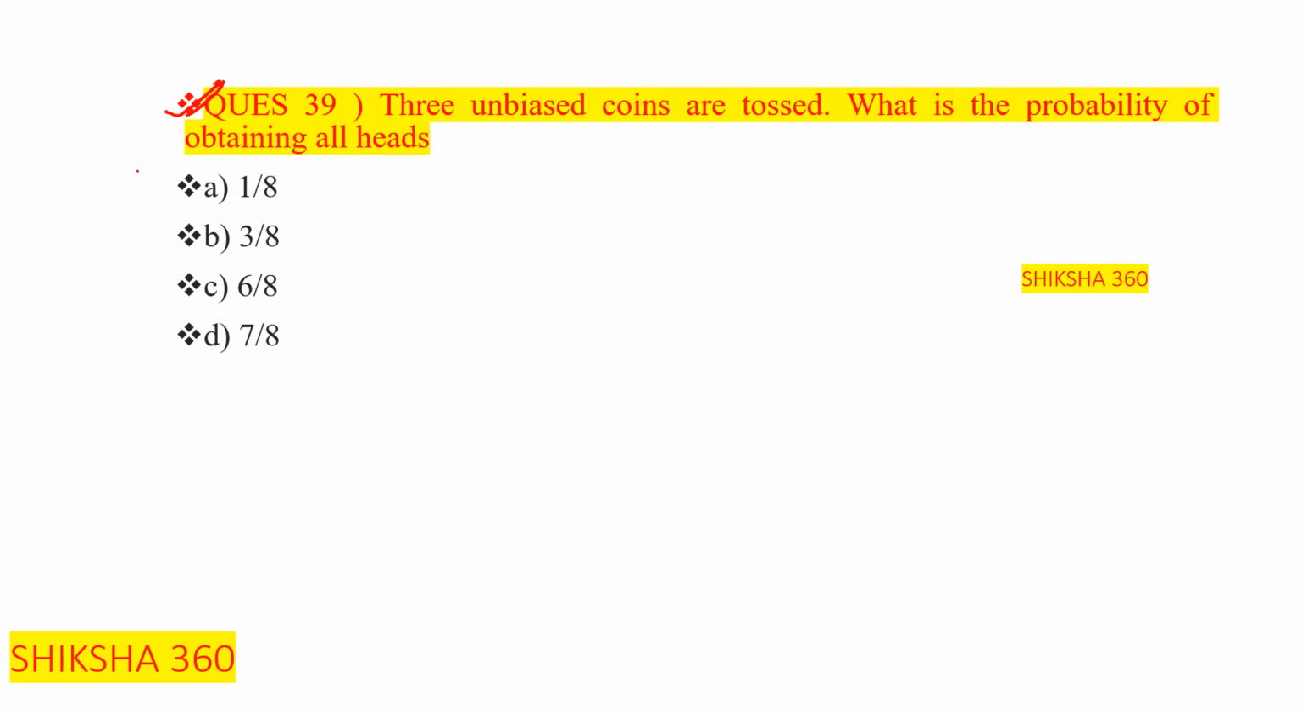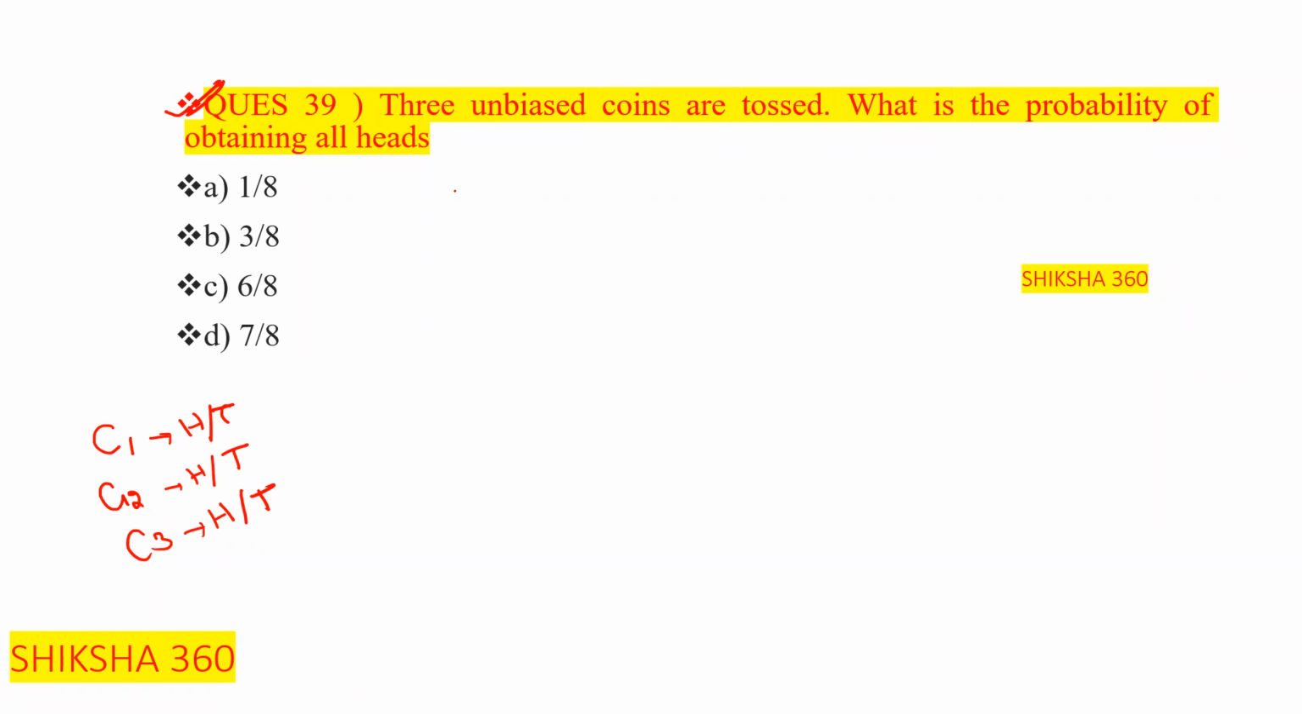Now next one, we move towards probability. Three unbiased coins are tossed. What is the probability of obtaining all heads? So we have three coins: coin 1, coin 2, coin 3. On each, either we get head or we get tail.